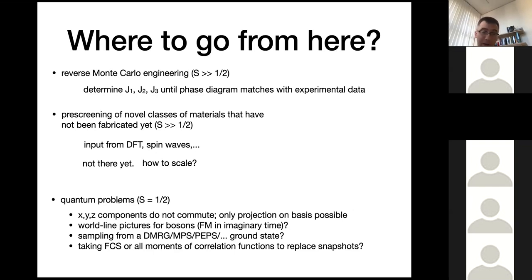Quantum problems remain kind of difficult. The main problem is how to get data, because of the sign problem in Monte Carlo and inherent difficulties with other methods as well, certainly in 3D. The other caveat is that classically you have all three vector components x, y, z commuting, but in the quantum world this is not true. You have only one axis that you can choose.